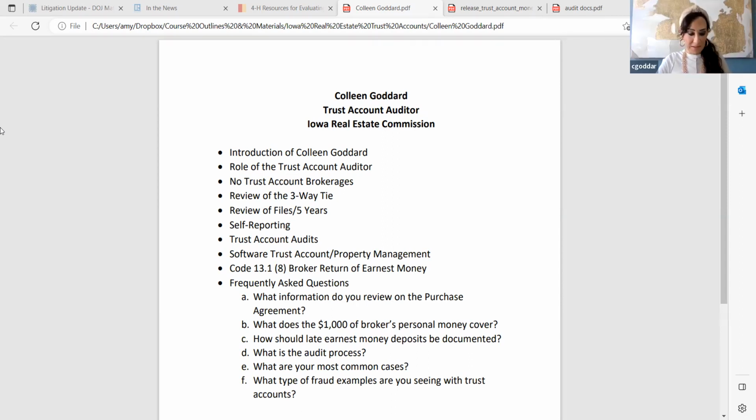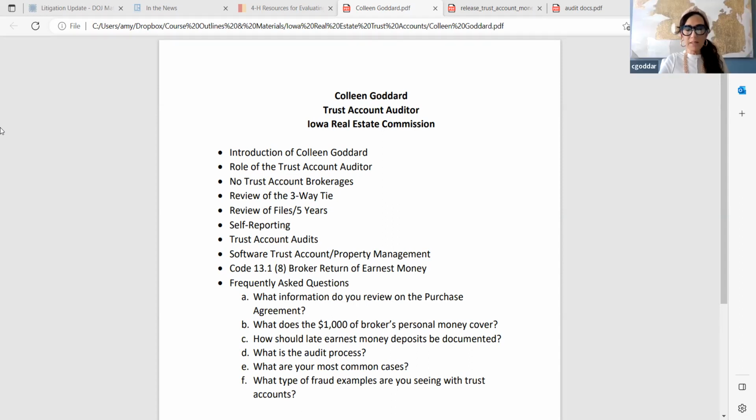One of my first topics here was no trust account brokerages, which I know you probably have a pretty simple answer. If you don't have a trust account, there's really nothing for you to audit. But I thought maybe you would talk a little bit about how often brokerages aren't having their own trust accounts now. They're utilizing another resource like an attorney, maybe what that paperwork kind of looks like. Anything that you would want to share about those no trust account brokerages?